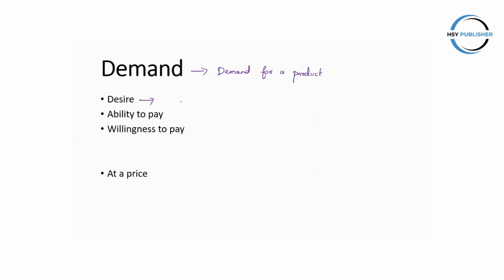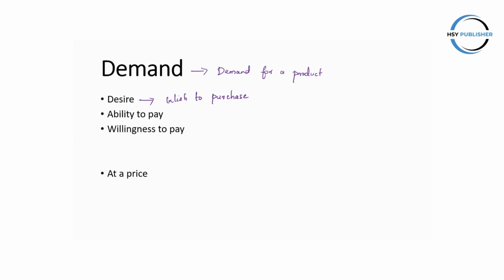Desire. Desire means wish to purchase a good. If you would like to purchase a good, you will sometimes be purchasing it, but in some other instances, you might not be purchasing it. We will see why these kinds of differences come. Demand won't be complete just with a wish. In order to have demand in a complete sense, this desire should be supported by two other factors, that is ability to pay and willingness to pay.